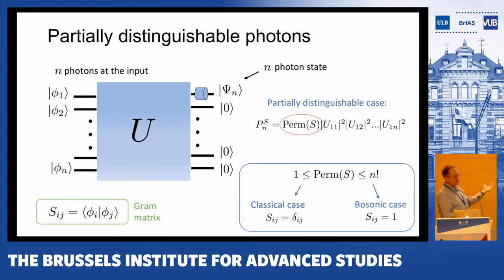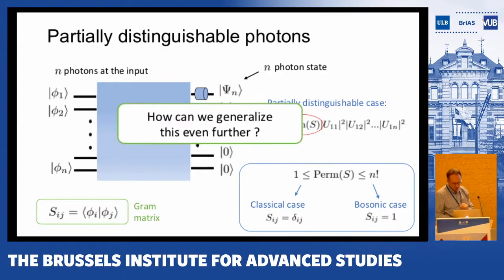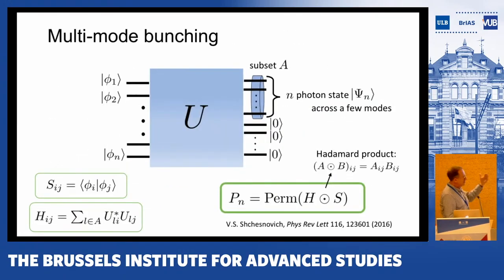This would correspond to the classical case where they behave just like classical balls. And the upper bound would be, again, the case of ideal bosons, where we recover the n factorial term. So nothing very unexpected up to this point. So how can we go even one step further?